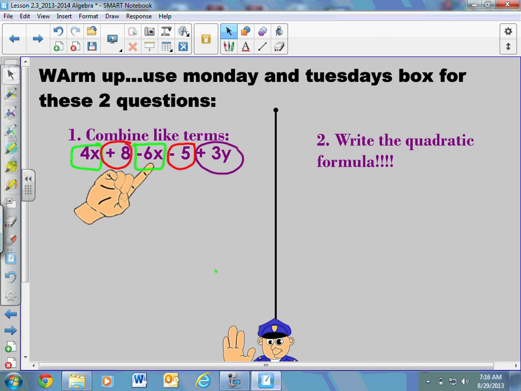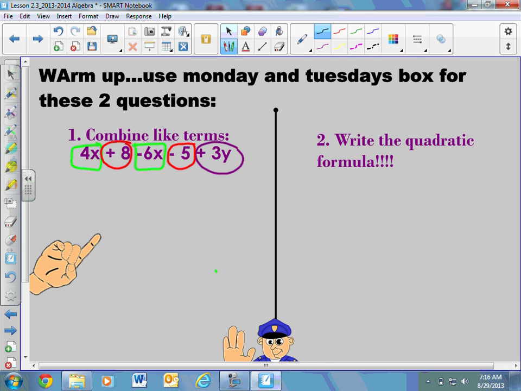4x minus 6x. You guys should know this one. Negative 2x. If you just put a 2x, you did it wrong. Make sure you put negative. Then we have 3y. There's nothing to combine 3y with, so I'm just going to rewrite it. Remember, I'm putting the x first and the y second. And then the last thing I need to combine is the 8 and the 5. That's 8 minus 5, which is a 3. And that's it. We're done there.